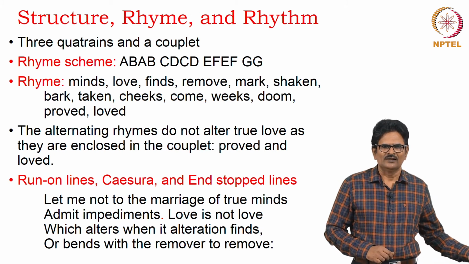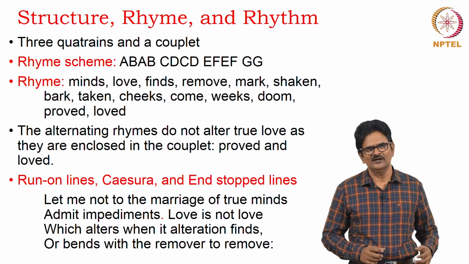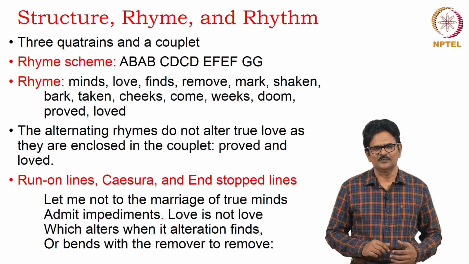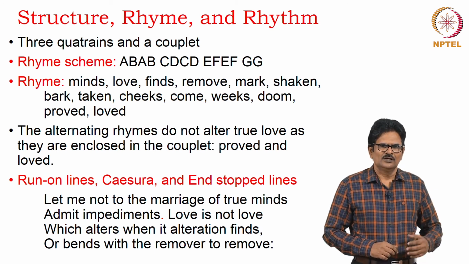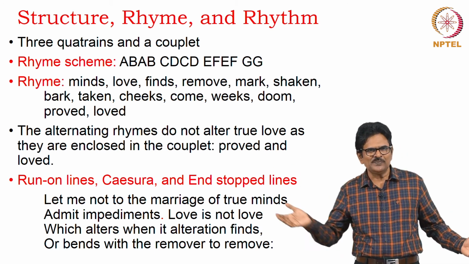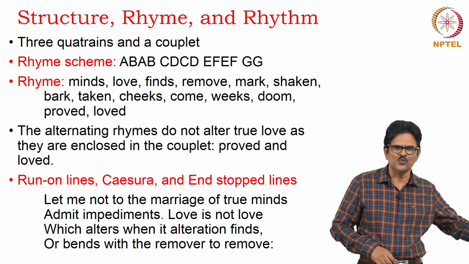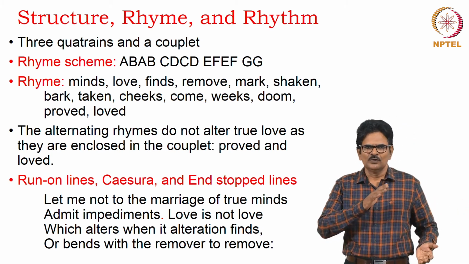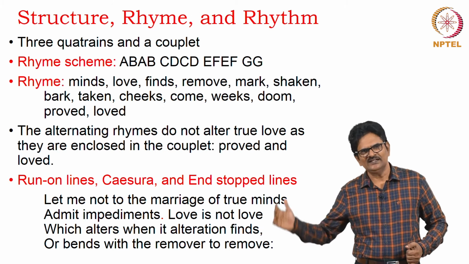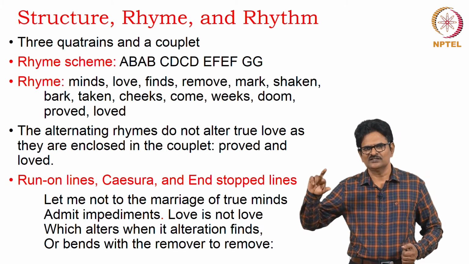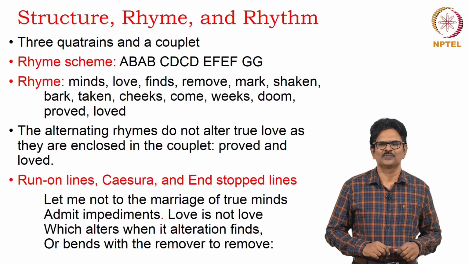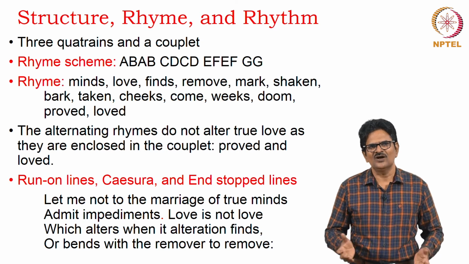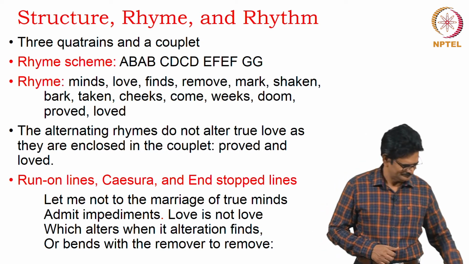We have run on lines, we have pauses in the name of caesura, we also have end stop lines in this poem. Let me not to the marriage of true minds admit impediments. Love is not love which alters when it alteration finds, or bends with the remover to remove. So, at the end we have end stop line in terms of this colon and comma. The poet is able to convey the unaltering love through these strategies.